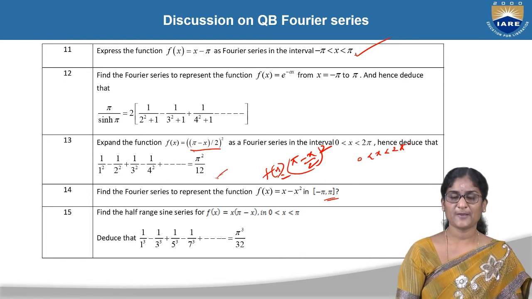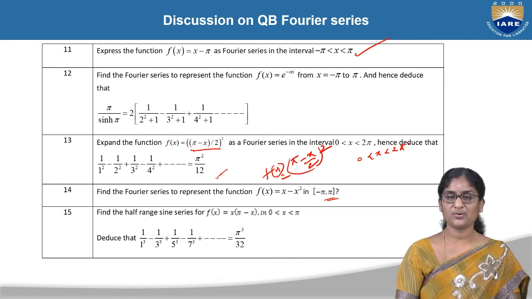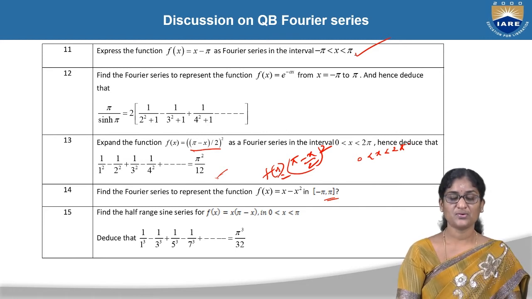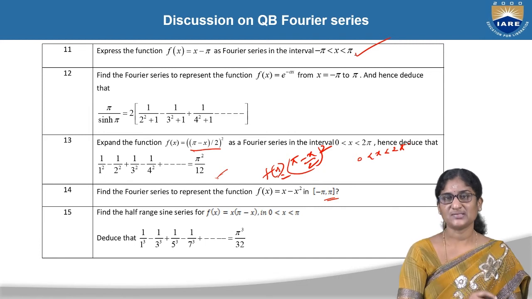Minus pi to pi. So a naught is equal to 1 by pi integral minus pi to pi f of x dx, and an is equal to 1 by pi integral minus pi to pi f of x cos nx dx, and bn is equal to 1 by pi integral minus pi to pi f of x sin nx dx. Use those formulas to get the required Fourier series.